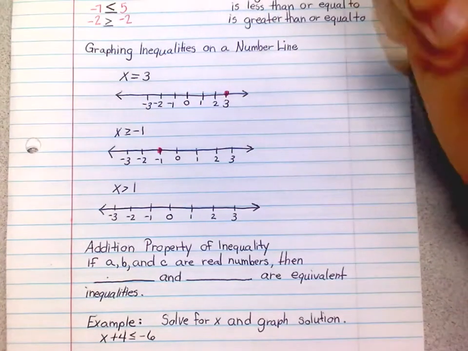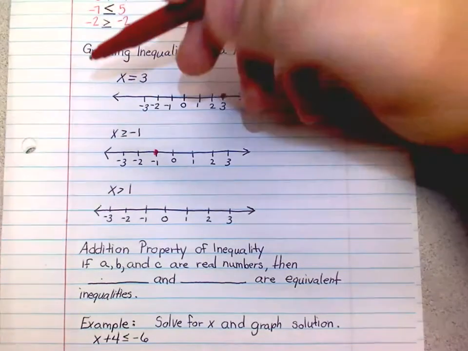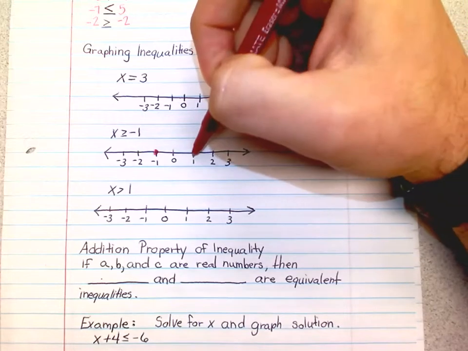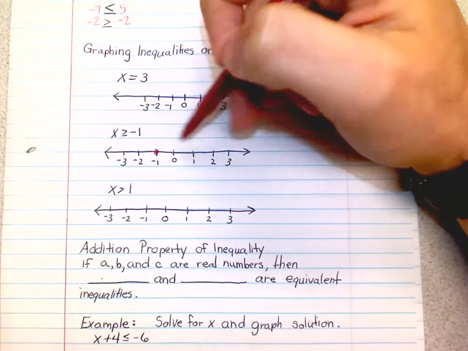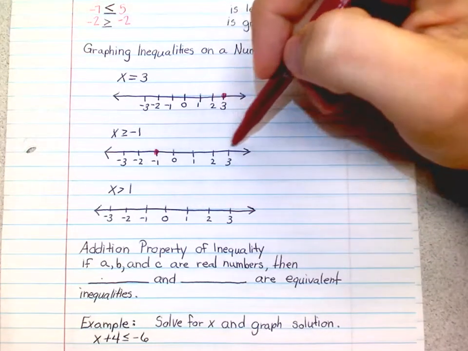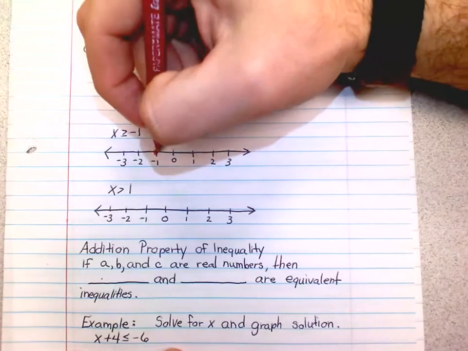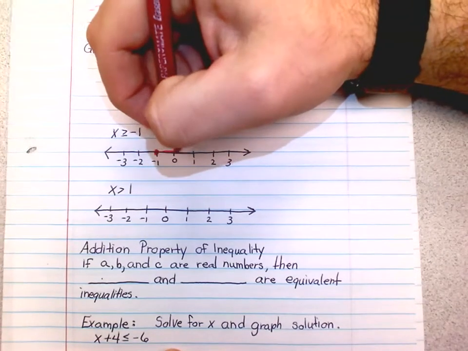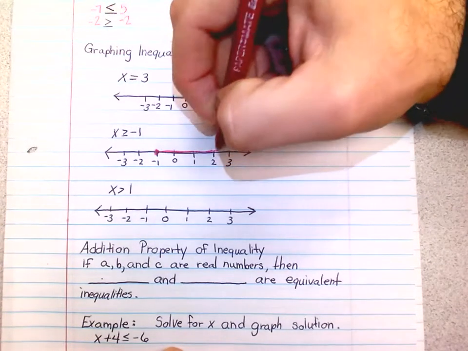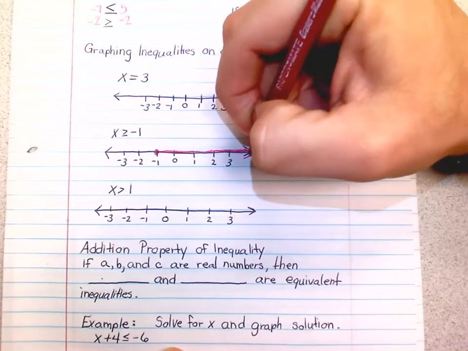And X is any value that is greater than negative 1. So that means 0 is greater than negative 1, 1 is greater than negative 1, 2 is greater than negative 1, even 3. So any value heading in this positive direction here is going to fit the value for X. So we can just color above the number line to show that the values will keep going in that direction.